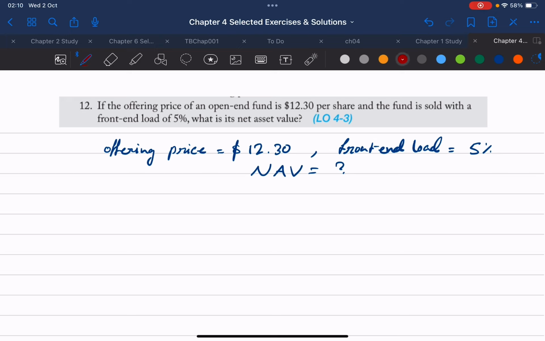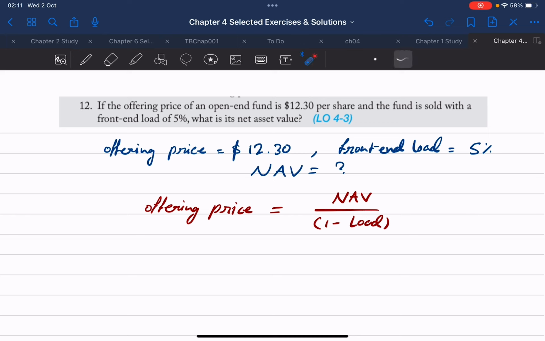Okay. Now, if you remember, our formula was offering price of a mutual fund equals net asset value divided by 1 minus load. Now, since in this question we actually have the offering price and we do also have the load, but we are trying to calculate net asset value.